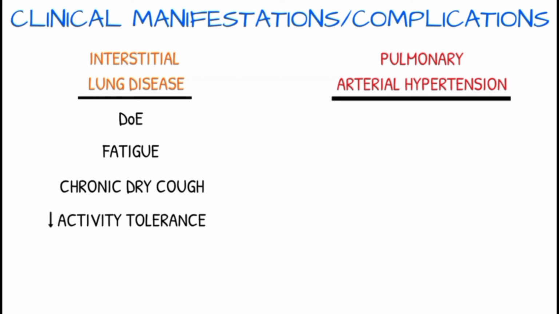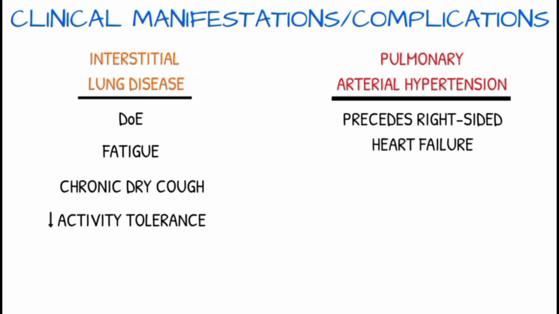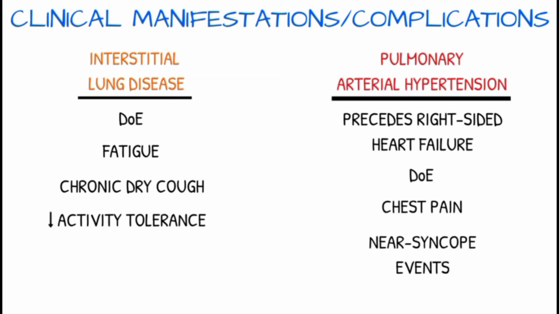Pulmonary arterial hypertension may occur on its own or in conjunction with interstitial lung disease. It usually precedes the development of right-sided heart failure. Its first symptoms are typically dyspnea on exertion, chest pain, exertional cough, or near-fainting events, as well as signs and symptoms of right-sided heart failure, which manifest as the disease progresses.